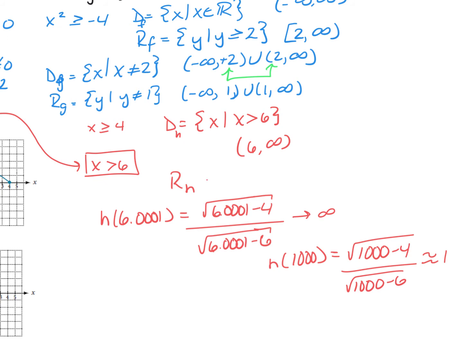And so your range for this is going to be y such that y is greater than 1, or you can do interval of 1 to infinity. So you can totally do it by looking at the graph, or you can do it by choosing values. This is going to be a good skill set. Choose values close to what my restrictions are, and then choose values way out away from my restrictions, and that will help me decide what the domain and range is.